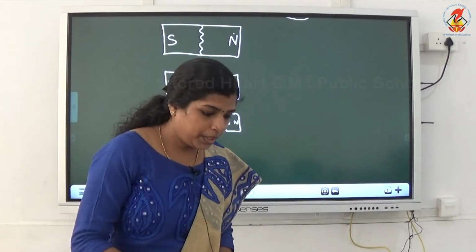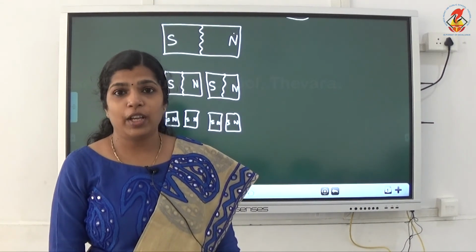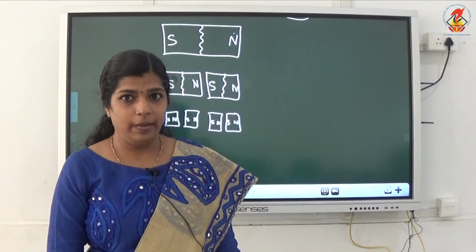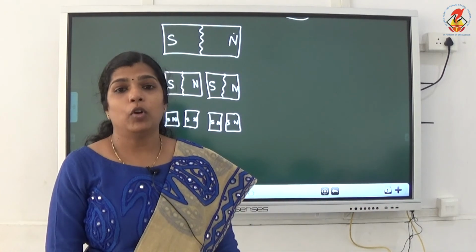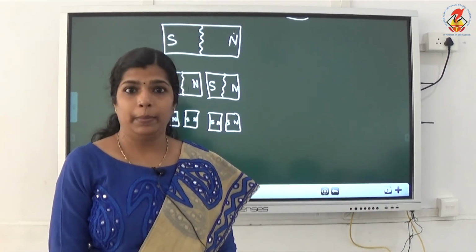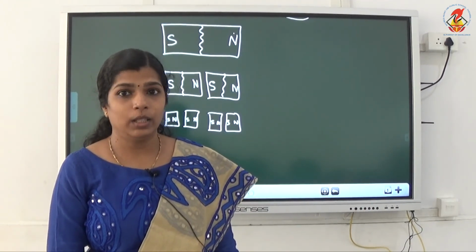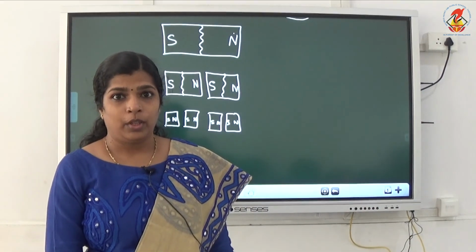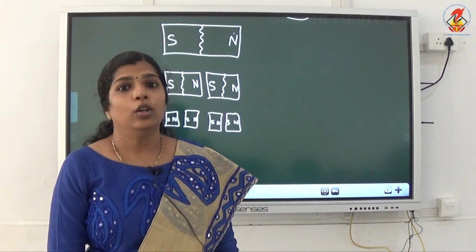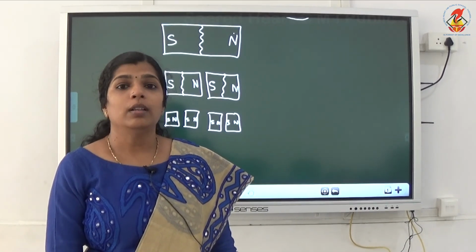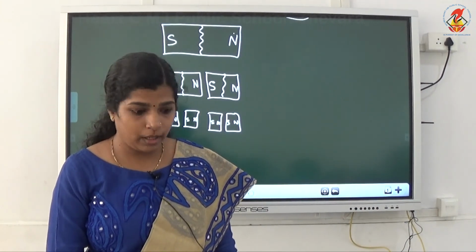So, how will you define the poles of a magnet? The region where the force of attraction is maximum, at both ends of the magnet, is known as the poles of the magnet. Two poles are there for a magnet. One is the north pole and the other is the south pole, or north seeking pole and south seeking pole. We cannot separate north pole and south pole. Poles exist in pairs.